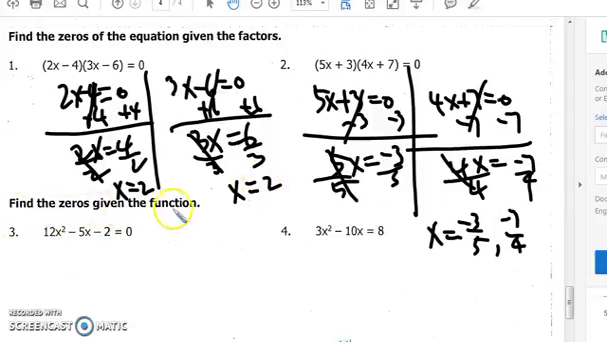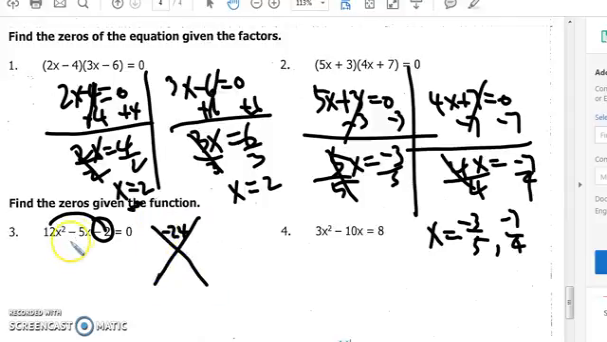Find the zeros of the given function. So right here, you need to factor this and then find what the x's are. So 12, negative 5, and negative 2, their GCF is 1, nothing in common. So you're going to multiply A and B. Make sure you use negative 2. So 12 times negative 2 is negative 24.